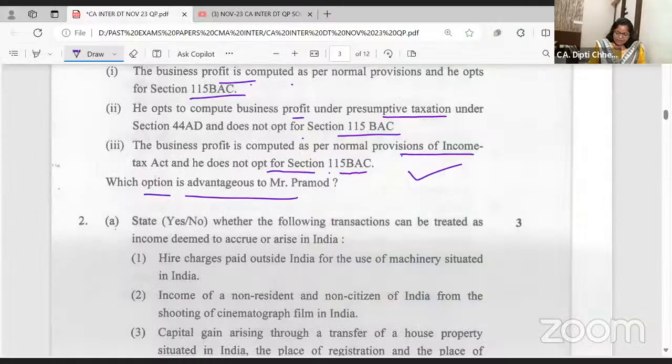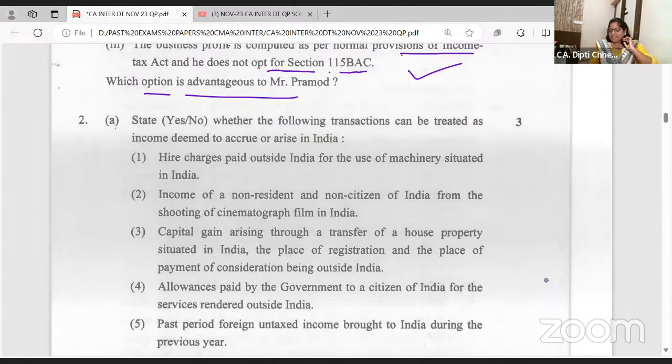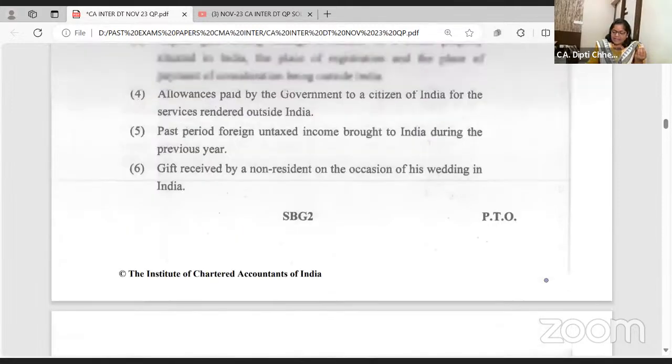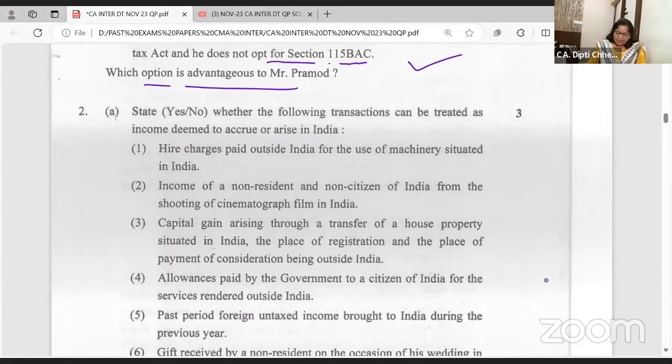Next question is simple, so we'll be doing it here only. Just state yes or no whether transactions can be treated as income deemed to accrue or arise. This 4 marks and the next, that 3 marks and this 4 marks. So 7 marks are residential status and this 3 marks are also half marks. So scoring. Income tax paper is lengthy, but the stepwise marks here are not there in any other exam. So that's one of the best scoring parts.